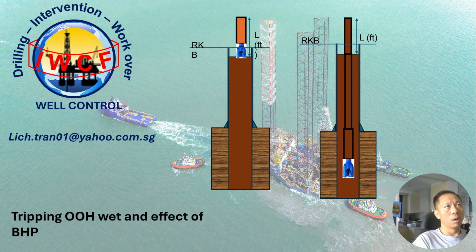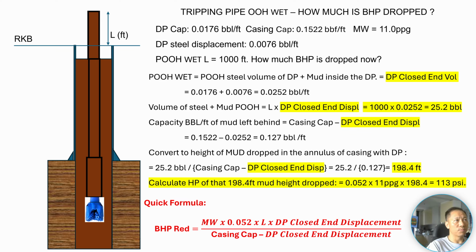In the previous snippet, we already discussed pump and slug and tripping outflow on dry pipe and the effect of bottom hole pressure reduction. So now we're going to address the issue of pulling outflow or tripping outflow on wet pipe and the effect on bottom hole pressure. Let's get started.